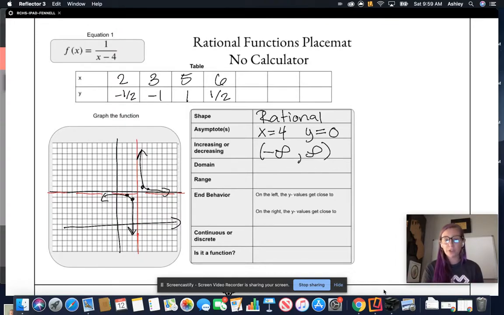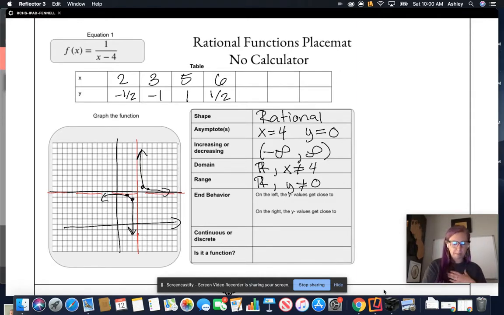Okay, what is the domain? Remember, for these rational functions, we're going to say it's everything, except the asymptote, because it can't touch that. So all real numbers except x cannot equal, in this case, positive 4. What about the range? Same thing, except now we're going to say everything except our horizontal asymptote. So now we're all real numbers except y cannot equal 0.